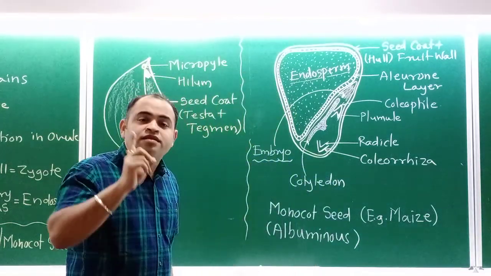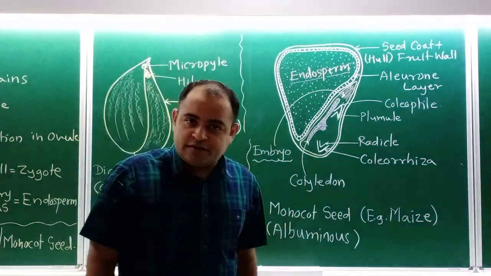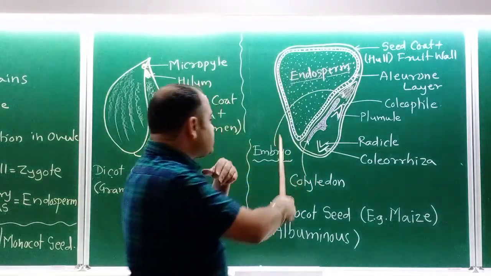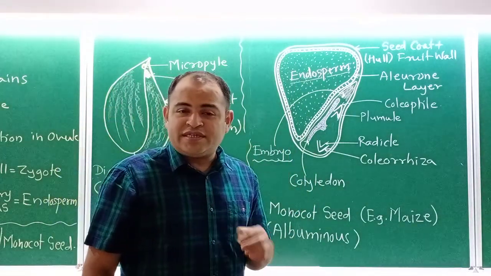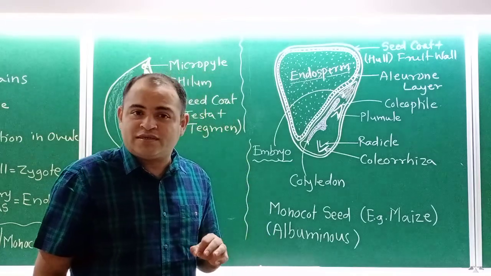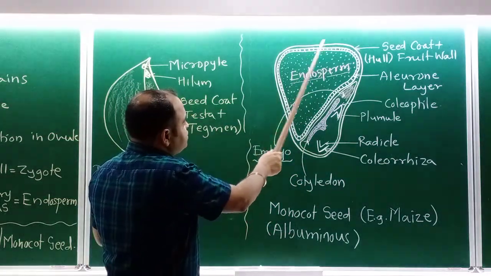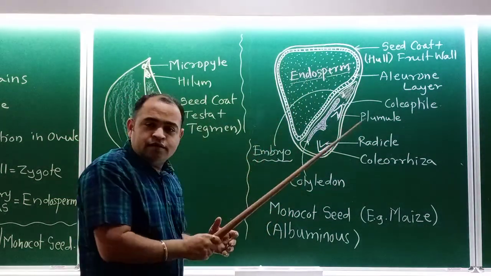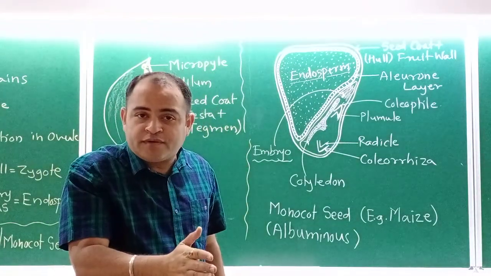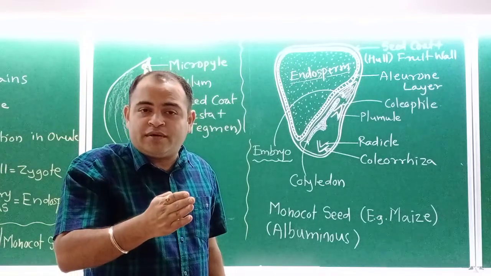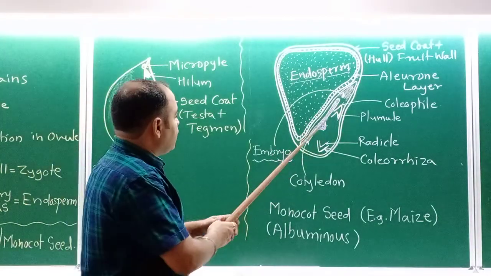Okay, once again we'll revise the monocot seed or albuminous seed. This is a typical maize plant seed. Zea mays, the scientific name of maize. It's okay to remember it now. This is Zea mays and this is a typical seed. We have taken a vertical section out of it. We have cut it vertically right through the middle, and this is what it looks like. Remember this, it's very easy.